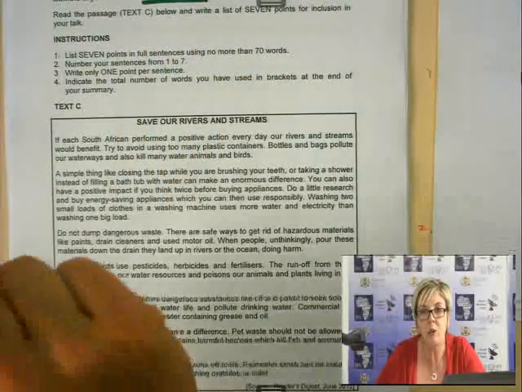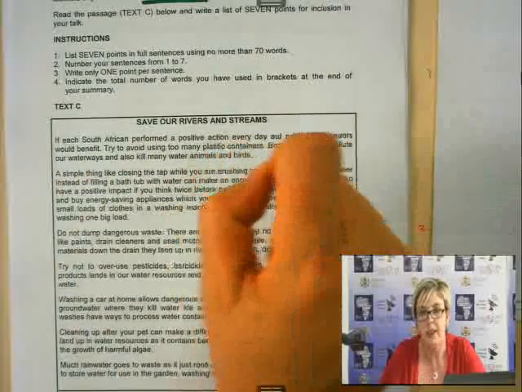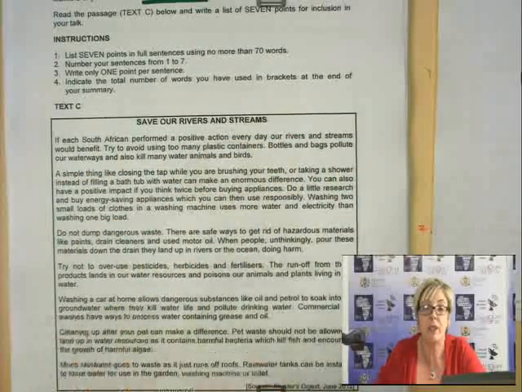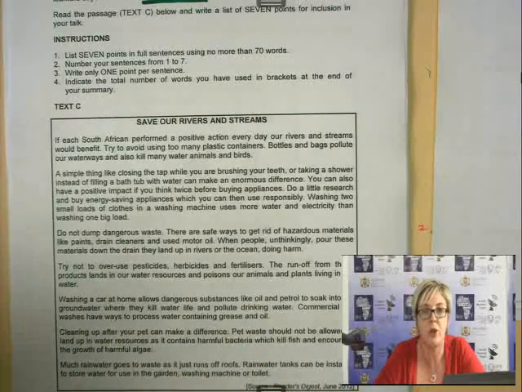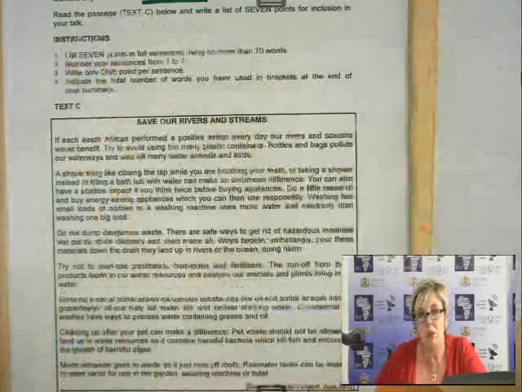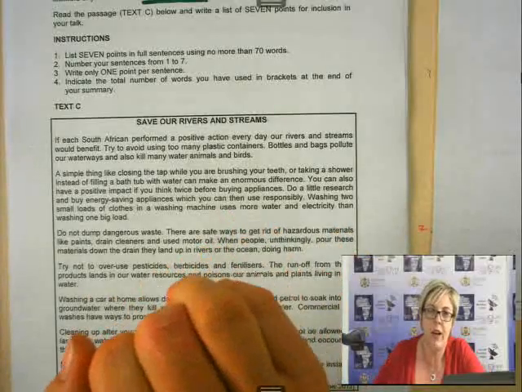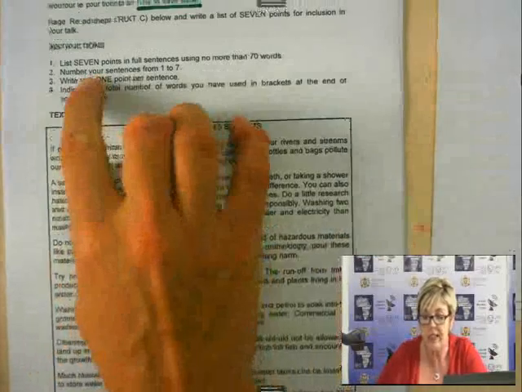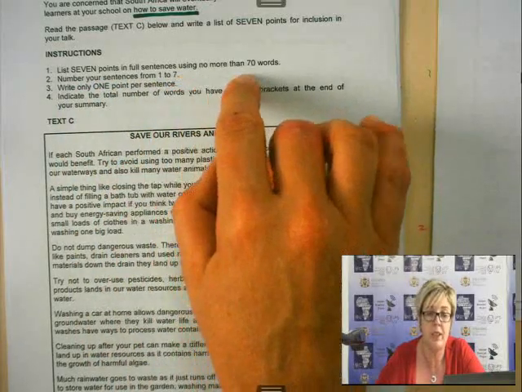And if you get that information, you underline it or you highlight it, you mark it. And you go through the whole passage until you've underlined all the facts that tell you what you can do to save water. Now, after you've done it once, you should have identified at least 7 facts because that's the instruction. They say list 7 points in full sentences using no more than 70 words.